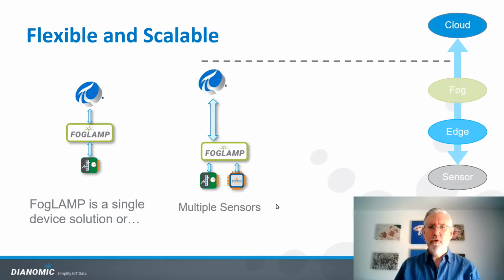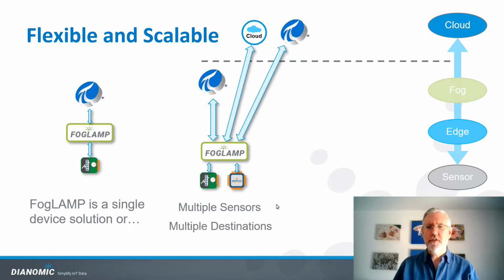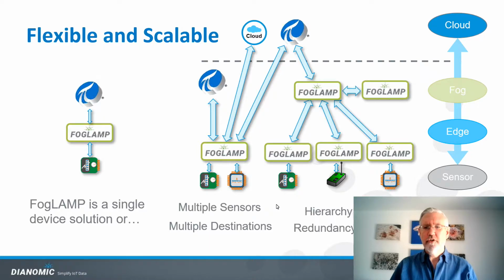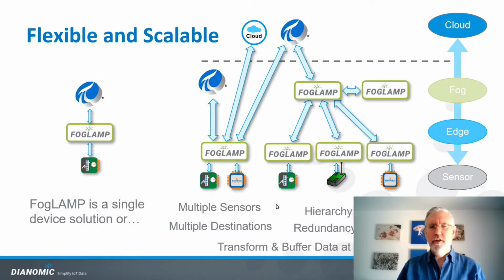But you can do other more complex things with it. So you can have multiple sensors, you can have multiple destinations, you can send data from one FogLAMP to another FogLAMP so that you can build these hierarchies or meshes of these. It can be installed in a redundant pattern such that if your hardware fails, you don't lose anything. And this enables you to build varying degrees of complexity across your applications to solve the sorts of problems that you might have.